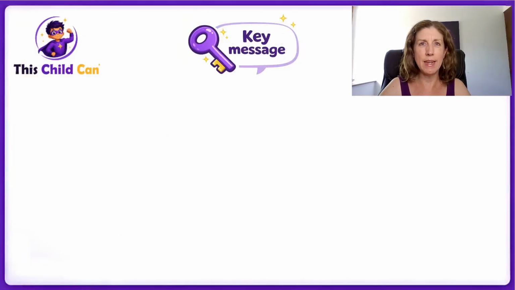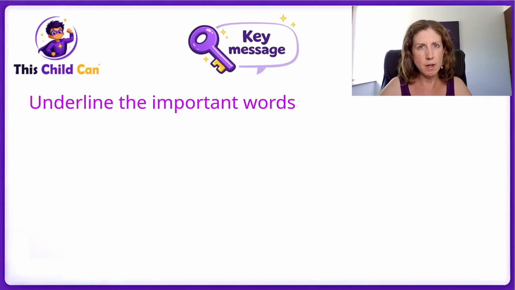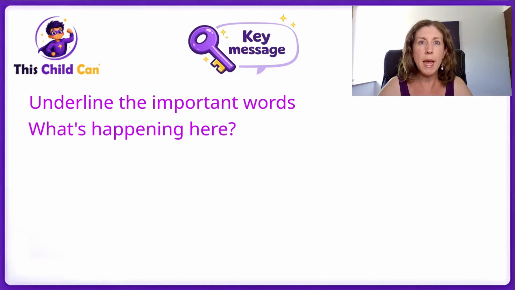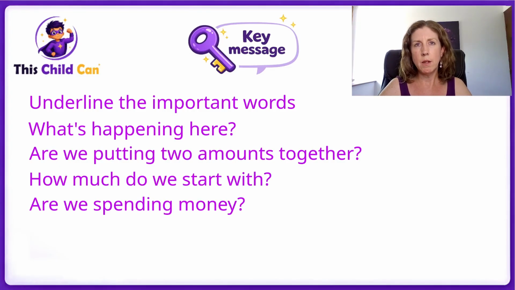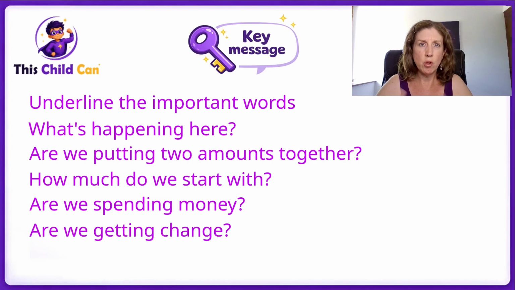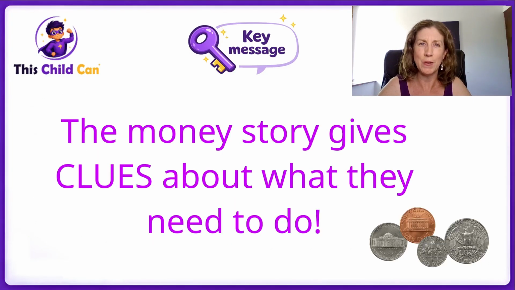So our key message here is to start by underlining the important words. These help us choose a method, but then the money story helps us to check that the method makes sense. So you want to be asking your child about the money story. What's happening here? Are we putting two amounts together? How much do we start with? Are we spending money? Are we getting change? Should the answer be more or less than the starting amount? Remember, we're not looking for lots and lots of calculations here, but to help your child understand that the money story gives them clues about what they need to do.